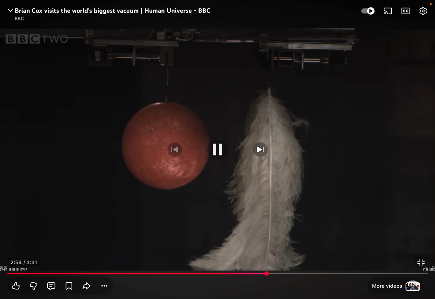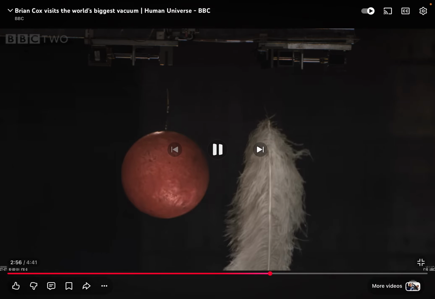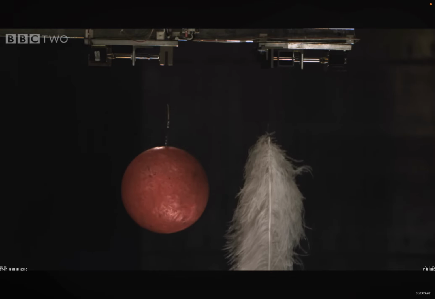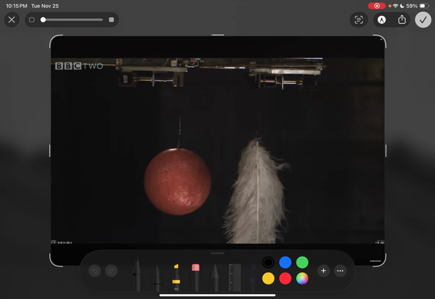Okay, this is amazing. We can see the bowling ball and the feather both falling with the same acceleration. So this bowling ball, again, has the force due to gravity pulling down on it, 9.81 meters per second squared. Gravity.